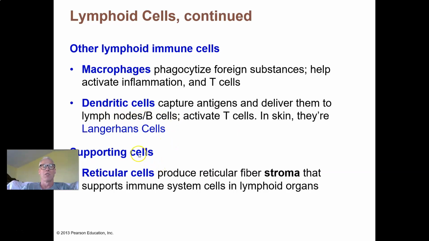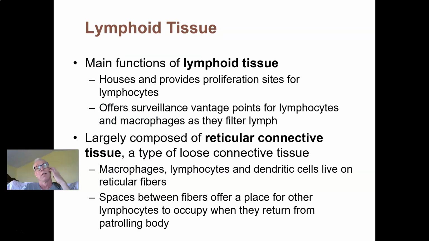Okay, the supporting cells of the reticular connective tissue are called reticulocytes. The reticular tissue, the structure of it that gives a place for the immune system cells often to live or to travel through, that's called the stroma. And the stroma of reticular tissue is produced by reticulocytes, and that's where the cells can hang on to. They have receptors that can allow them to latch onto those fibers and stay there and do their thing.